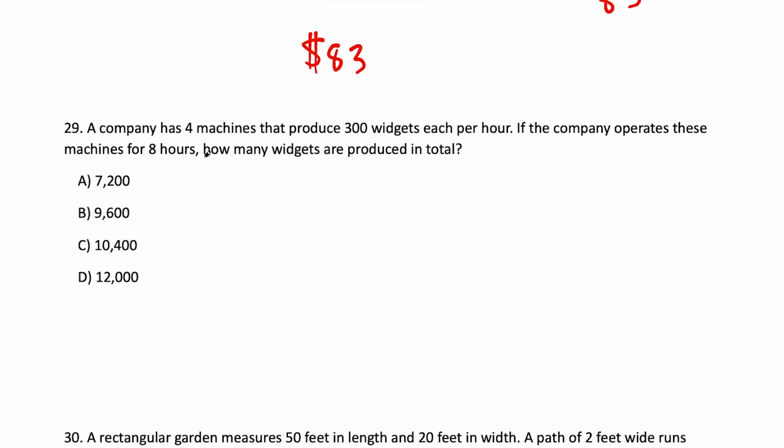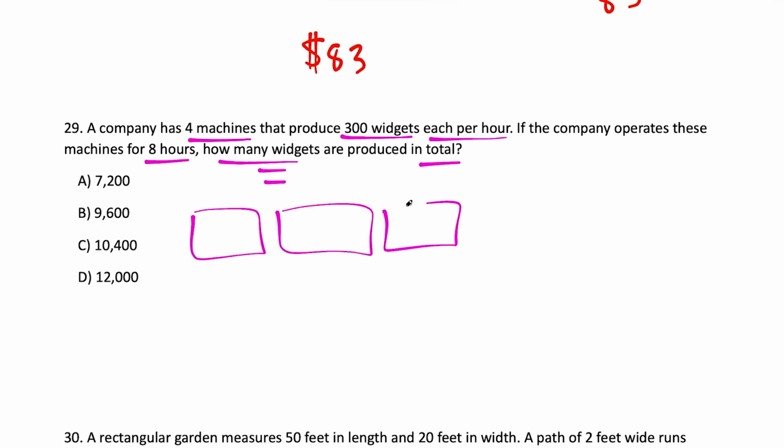Question 29, a company has 4 machines that produce 300 widgets each per hour. If the company operates these machines for 8 hours, how many widgets are produced in total? So for this question here, we have the 4 machines. So let's just imagine we have 4 machines over here. So these just represent the machines.